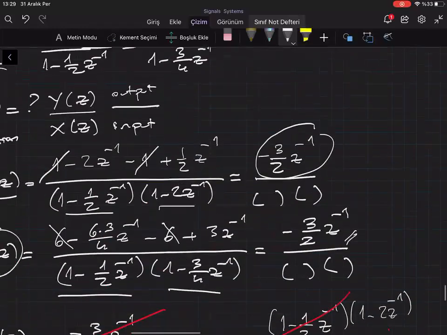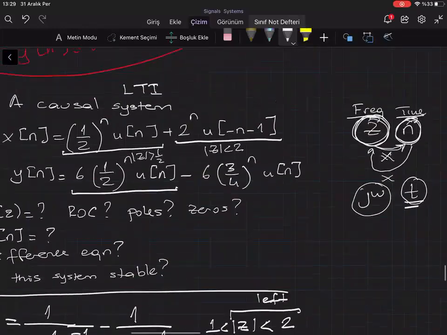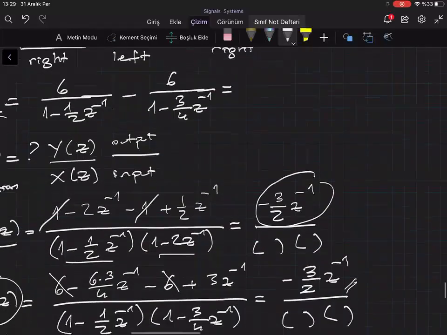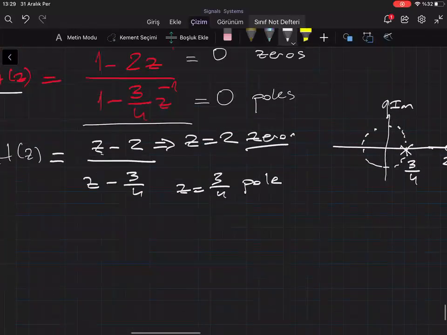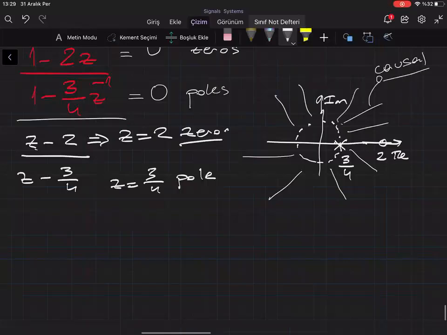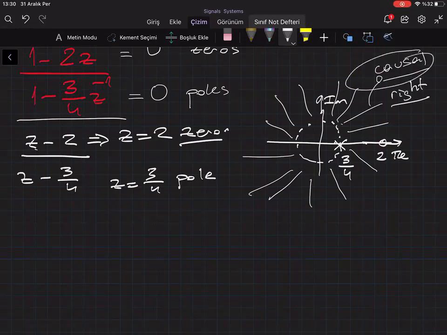Arkadaşlar, what was the question? I had a causal system. What does causal system mean? Causal, it should be right-sided all the time, right? Causal means I should have my ROC on the right-sided part. Why did I put all these radiations of sun? Because it's a right-sided sequence. Because for causality, it should be right-sided. Okay. Causality. What does causality mean, arkadaşlar?